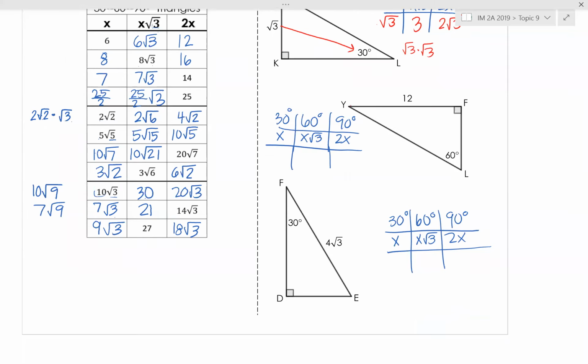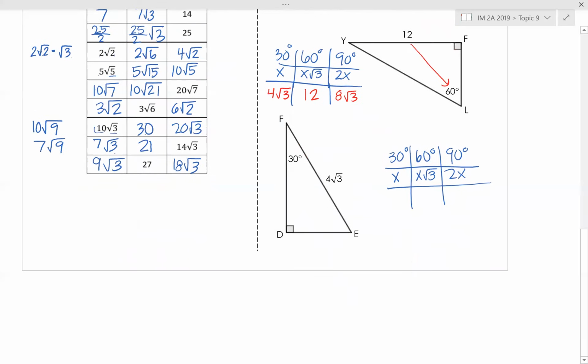So then for the next one, we're given 12, which is across from 60. So that means that this number is 12. Remember that the relationship is, if I divide this number by radical 3, that gives me 4. So that means that x was 4 times the square root of 3. So if I double that, that gives me 8 times the square root of 3 for the 90-degree angle, the hypotenuse of the triangle.